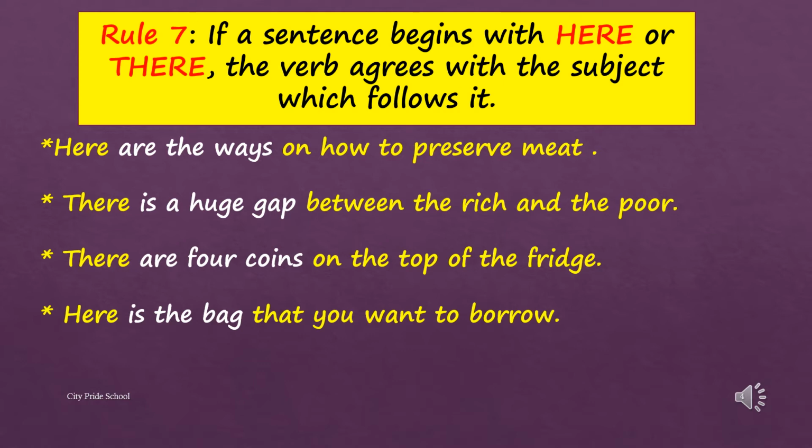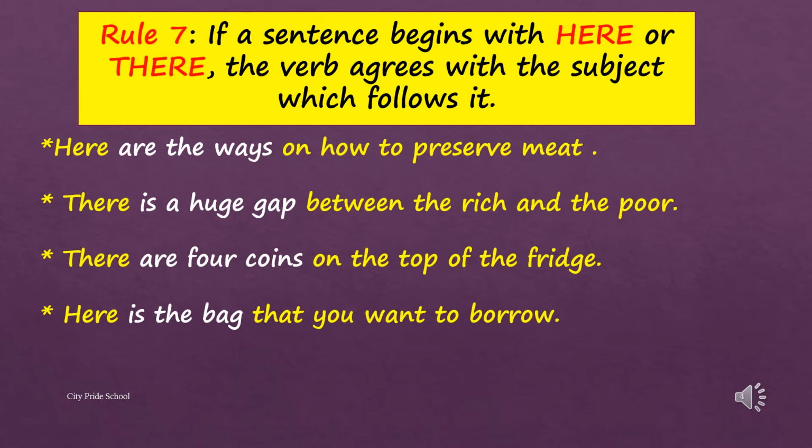Here are the ways on how to preserve meat. So here I am using are because, after the verb, the subject is the ways. The ways is plural. So the verb are will be used as plural because it will agree with the subject that is used after it.